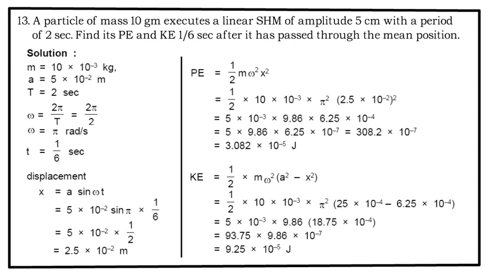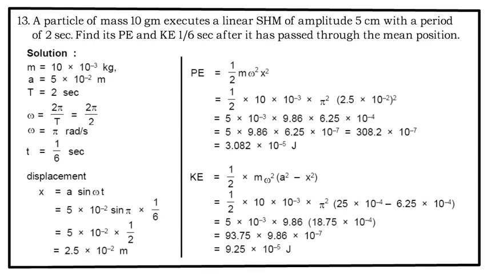Omega is equal to 2 pi by capital T, which is 2 pi by 2. So that is omega is pi radians per second. t is equal to 1/6 of a second. Displacement x is equal to A sin omega t. You put all the values, you get x is equal to 2.5 into 10 raised to minus 2 meters.